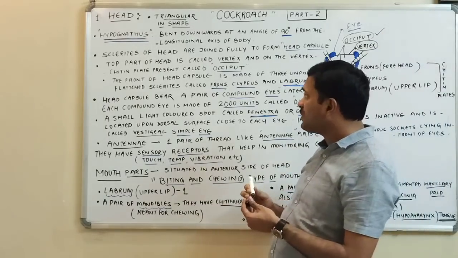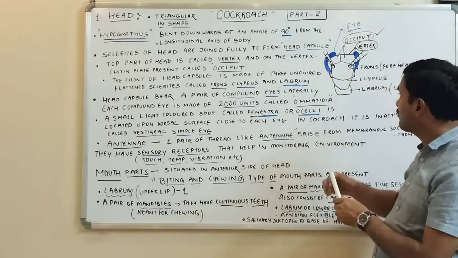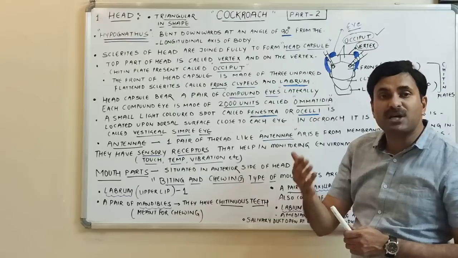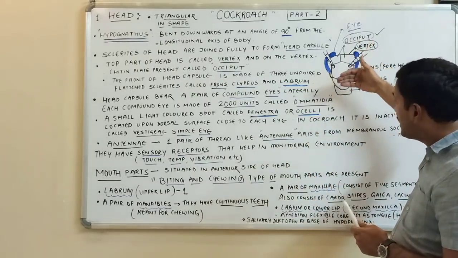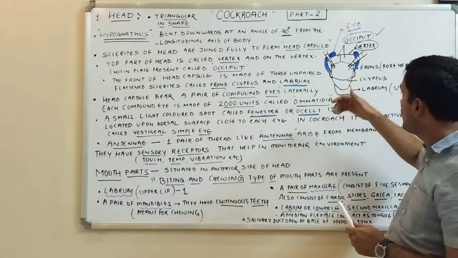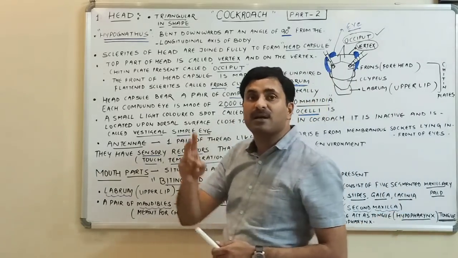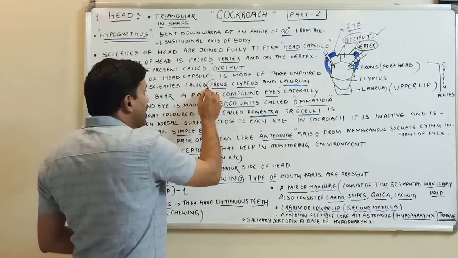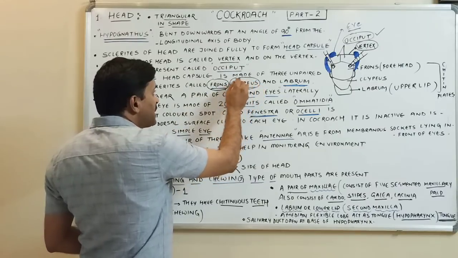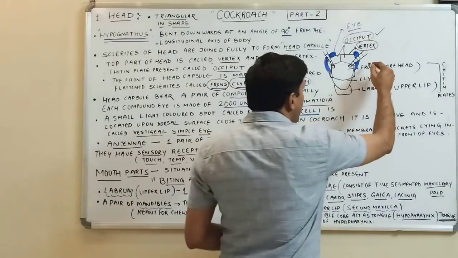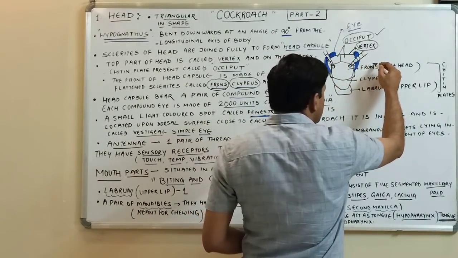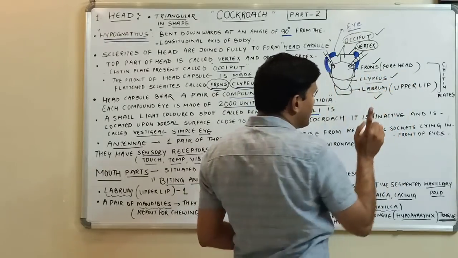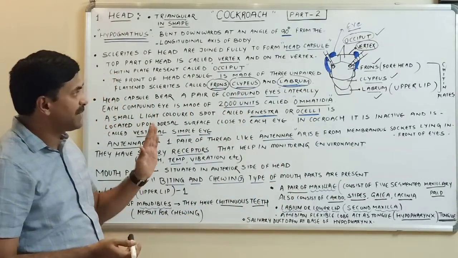Now the front of the head capsule is made up of 3 unpaired flat sclerites, and these are respectively called the frons, clypeus and labrum. Here I have marked this is the vertex, so this is the frons, the clypeus and the labrum, and these are unpaired. Frons, clypeus and labrum are unpaired.